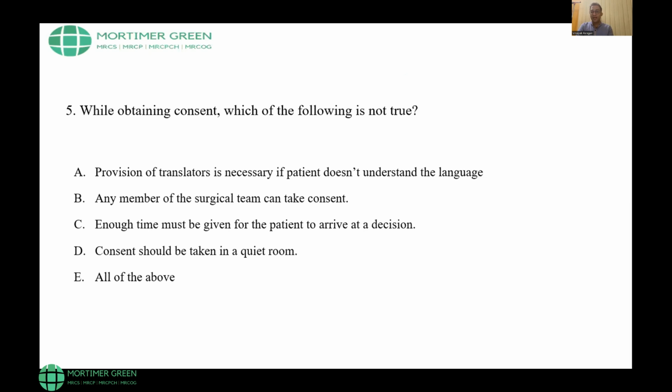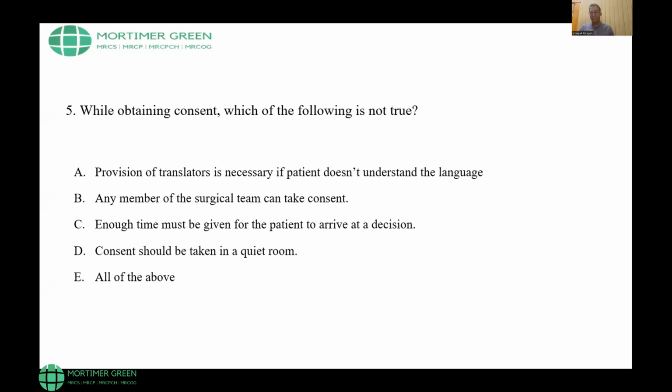Consent should be taken in a quiet room. Why have people said that this is not true? Why should you not take the consent in a quiet room? You should take the consent in a quiet room, in a situation where the patient is very comfortable, in a room which is not too bright, not too dark. You should offer the patient or the attenders water, and you should offer them the option of a chaperone. You should offer them the option of having another person when they are taking consent for a major procedure, because they might want to consult with their friends or family.